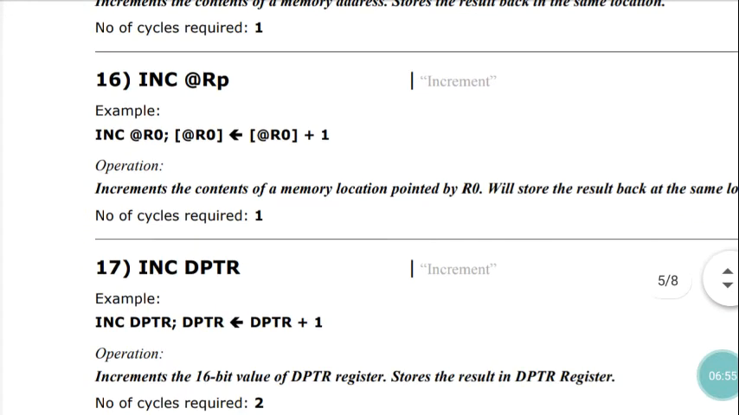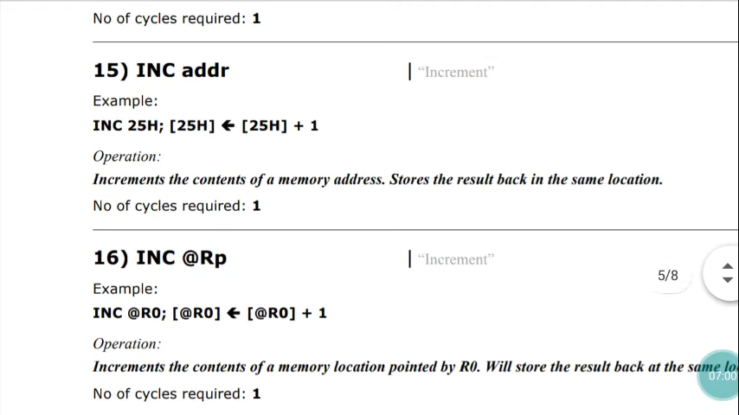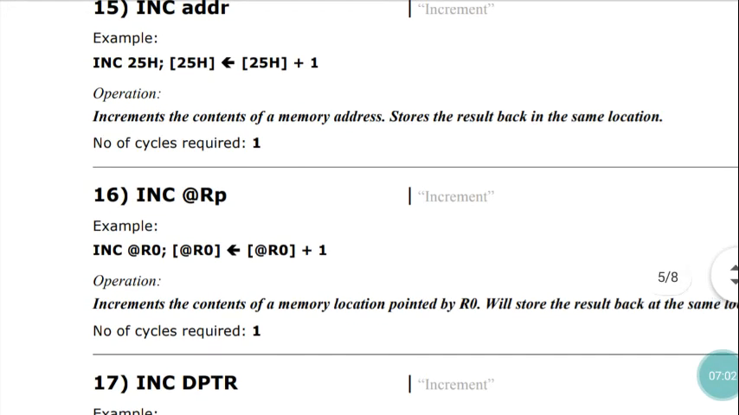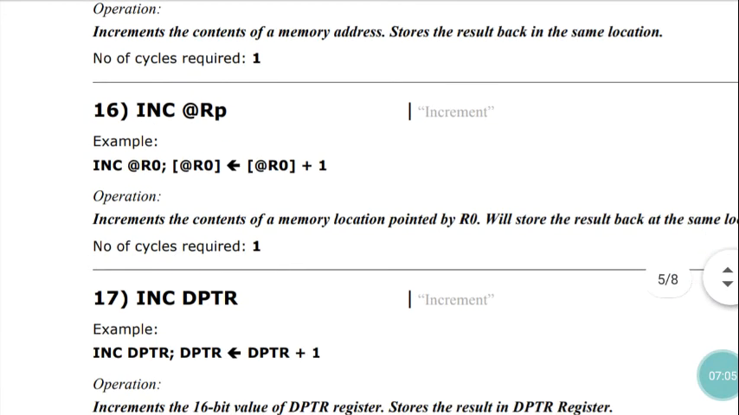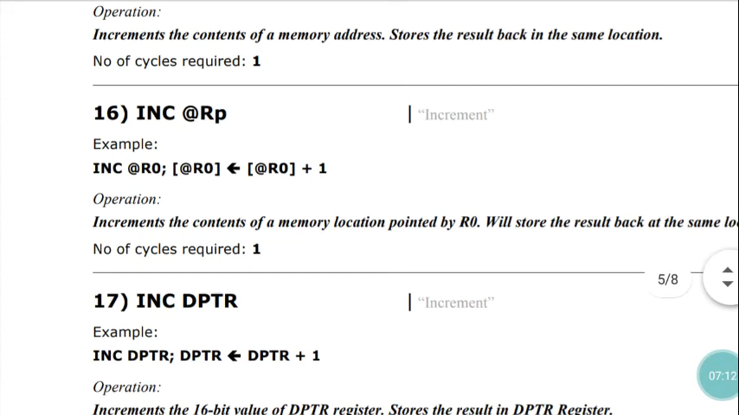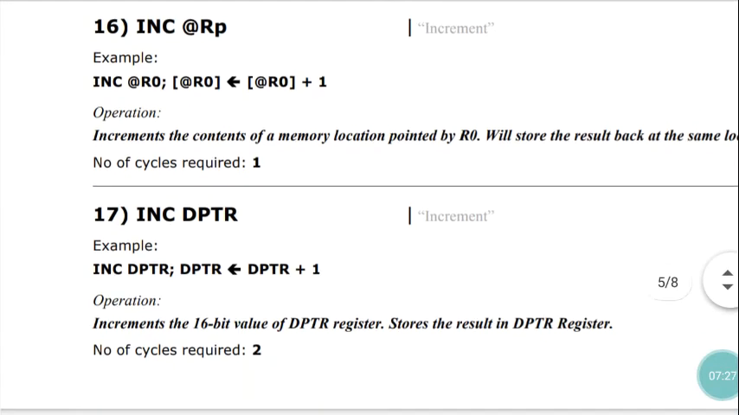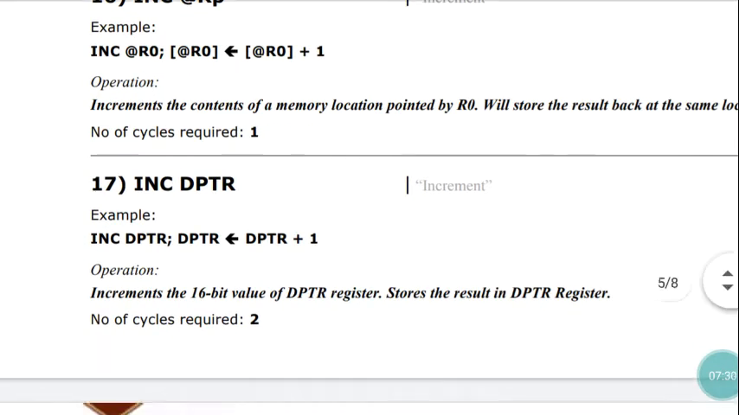Next one, INC @Rp. In the above instruction, the address is given directly. Here the 25H address is given by the register Rp, which means the address is not given directly; the address is mentioned in the register. If you execute this instruction, INC @Rp, here I am taking the example R0. Whatever value is present at the location given by the register R0 is incremented by 1, and then the result is saved again into the same memory location.